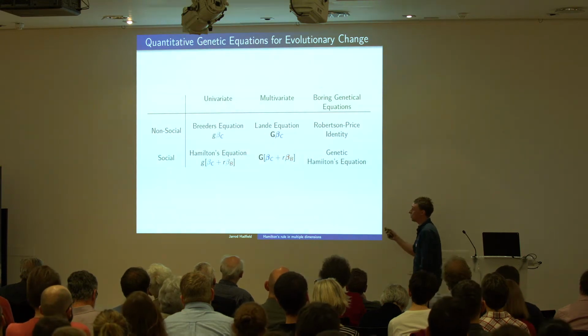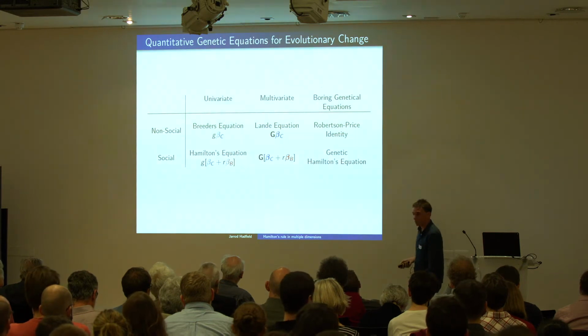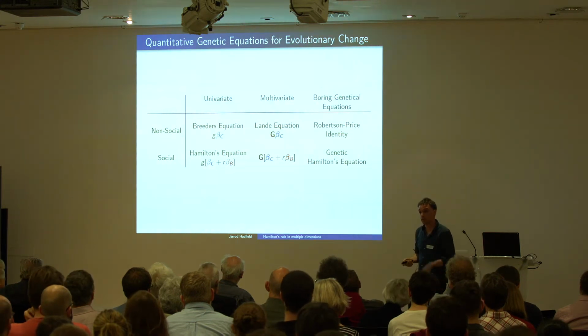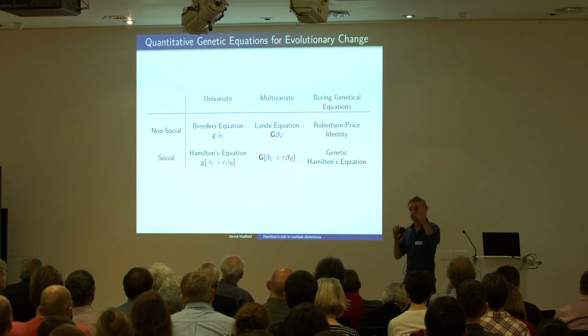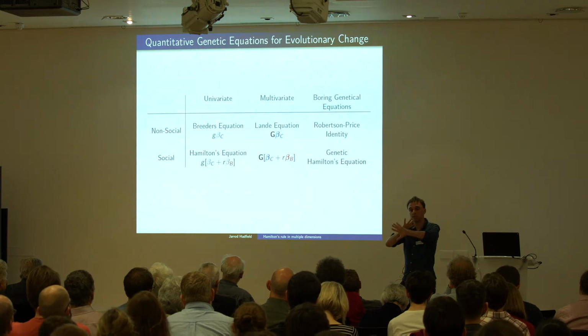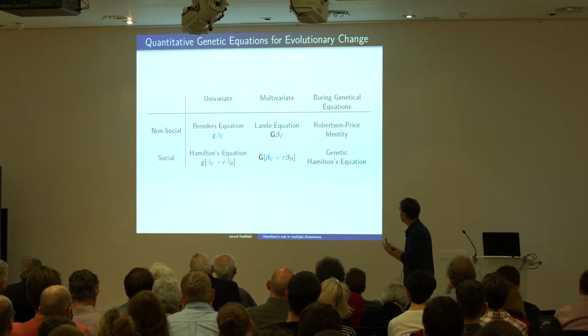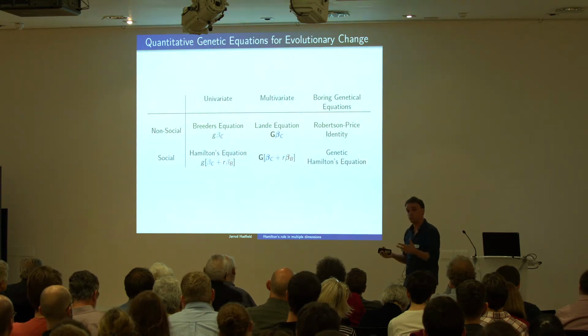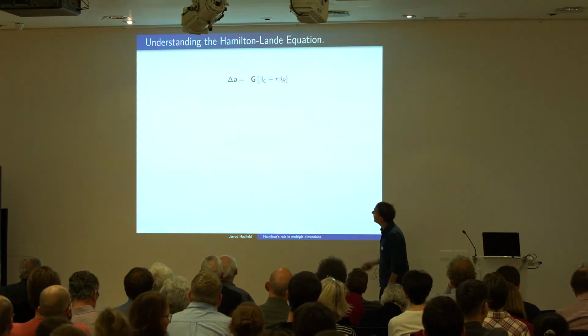And then just for completeness, we have what I call the boring genetical equations: the genetic Hamilton's equation, which I showed you earlier, and in a non-social context, the Robertson-Price identity. These work in a univariate or multivariate scenario because they don't distinguish between genetics and selection as separate processes. They just conflate them in a correlational analysis. So they basically say that evolutionary change is equal to evolutionary change, which isn't very informative. Okay, so this is our equation.